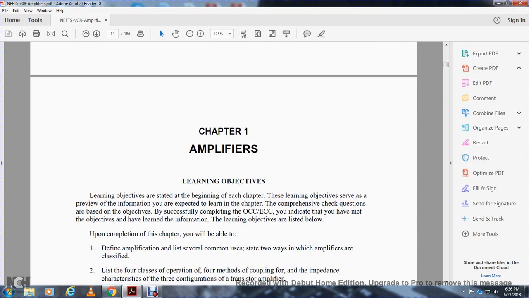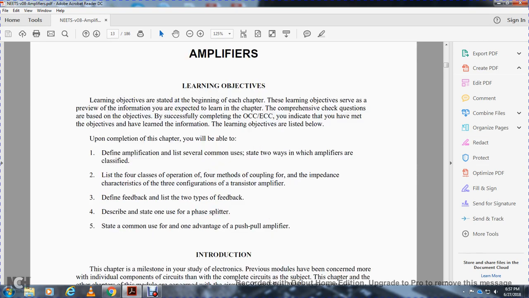Chapter 1, Amplifiers. Learning objectives. Learning objectives are at the beginning of the chapter. A learning objective is the preview information you are expected to learn. In this chapter, the comprehensive check questions are based on the objectives. Learning objectives are listed below.